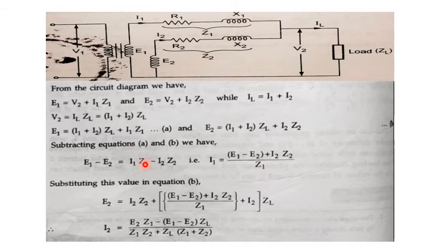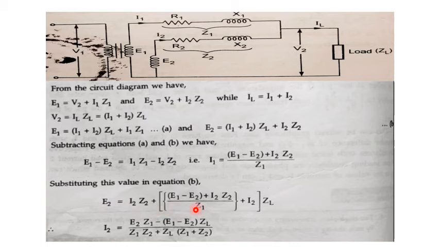Now substitute this value in equation number B. In place of I1, substitute this value, that is E1 minus E2 plus I2 Z2 divided by Z1. Then E2 becomes I2 Z2 as it is, plus E1 minus E2 plus I2 Z2 divided by Z1, plus I2 into ZL. So this is E2.